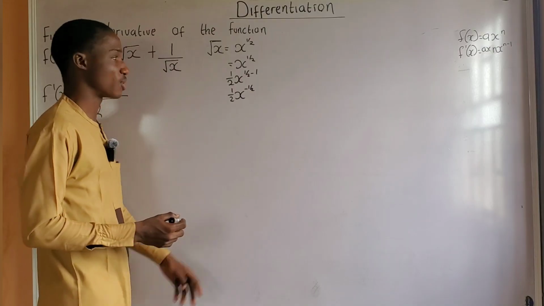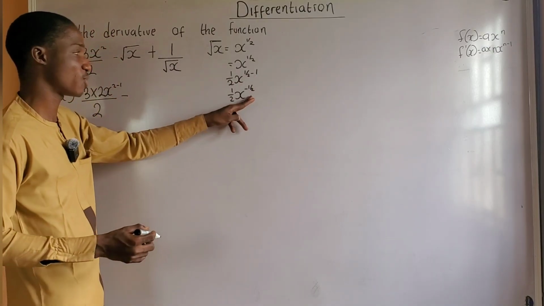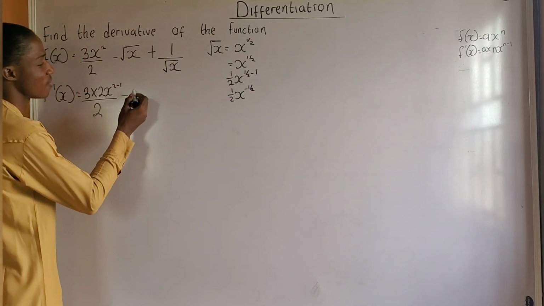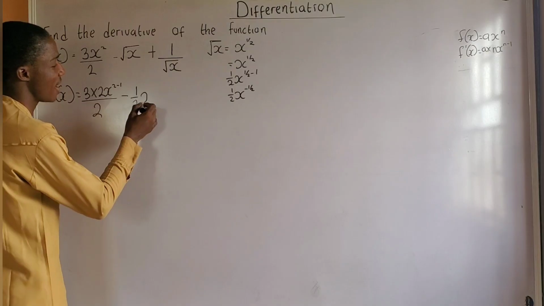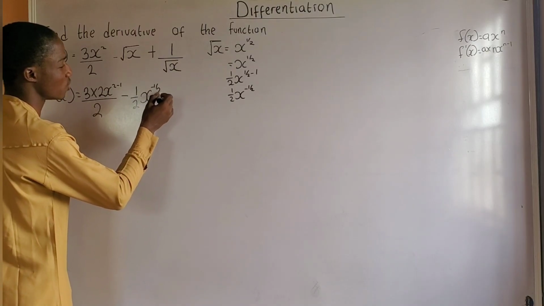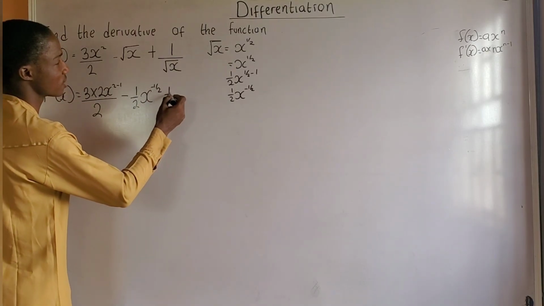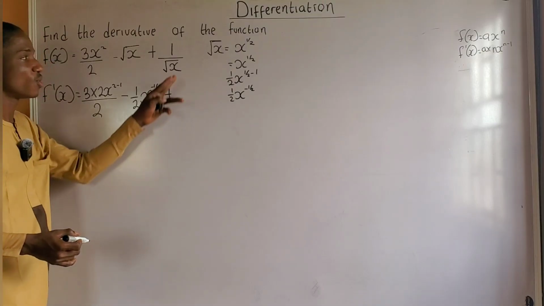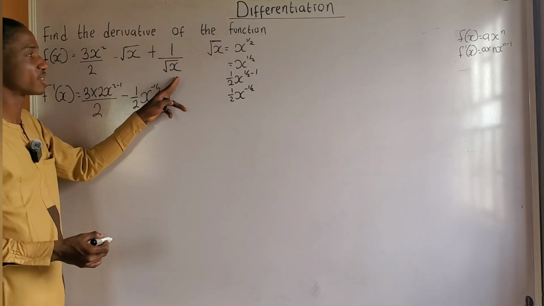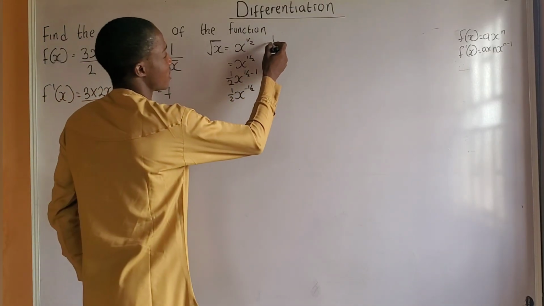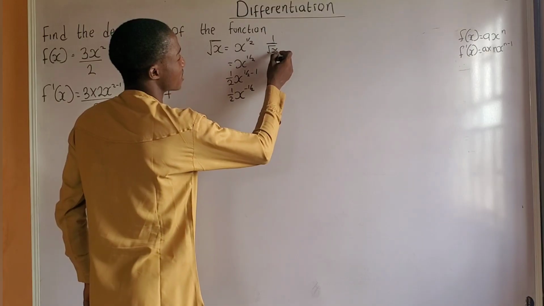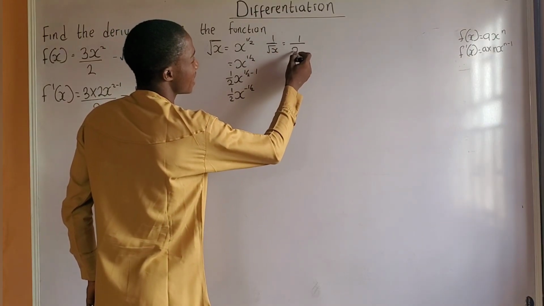You get it? Because 1 over 2 minus 1 will give us negative 1 over 2. So for this, I'm going to have minus 1 over 2 x raised to the power of negative 1 over 2. Now, plus, please pay attention. 1 over root of x, how do you solve this?